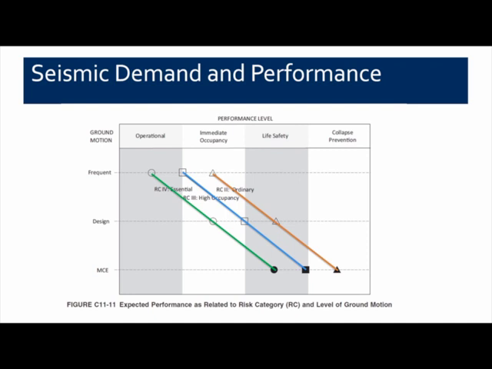On the other hand, if you had an essential facility, such as a hospital or emergency operations center, that would be a risk category 4 building, which is represented by the green line. In that case, you want operational performance for the frequently occurring earthquake. You might want immediate occupancy performance for the design level earthquake, and you would want it to continue to have life safety performance in the maximum earthquake. And the blue line in between is what we call the risk category 3 buildings, which would be high occupancy type buildings, which we might want some kind of intermediate type of performance.